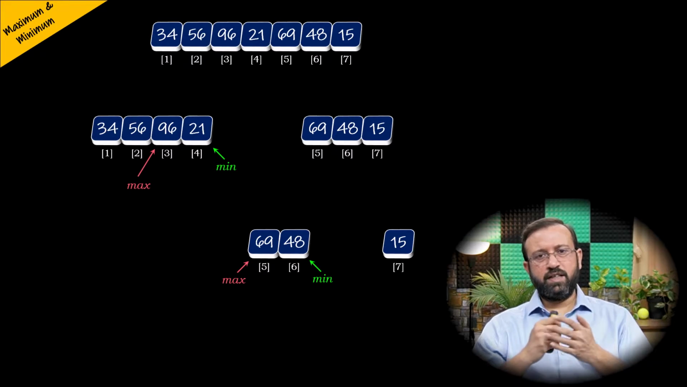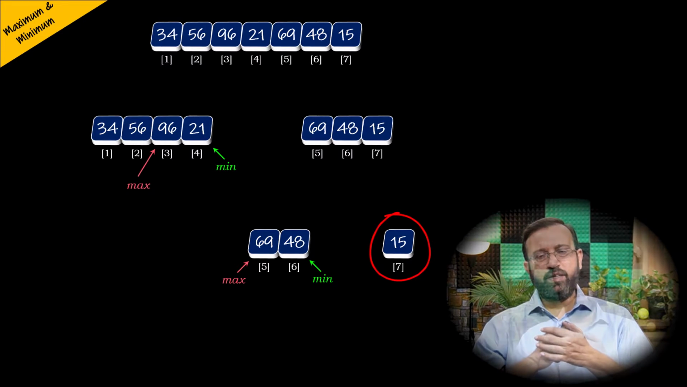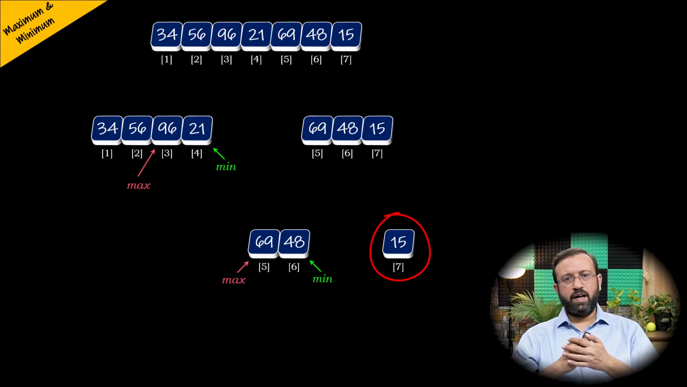min. Then in this right subarray, we have only one element. That means the problem is small and we can easily compute maximum and minimum element. So here in this right subarray, we can easily say that the element 15 is maximum as well as it is minimum, since we have only one element in the subarray.